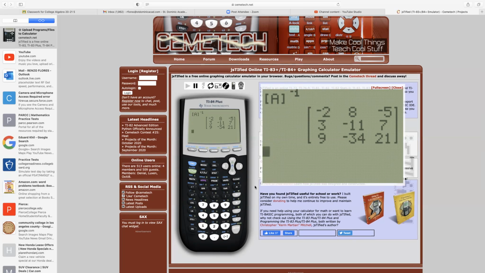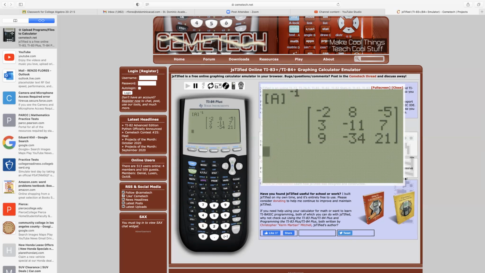Let me do that one more time. Clear this up. If I want to find the inverse of that matrix A, I press second matrix, click on that matrix, and then put this hat, or this symbol, to the power of -1. Boom, done. That's your inverse of a 3 by 3.